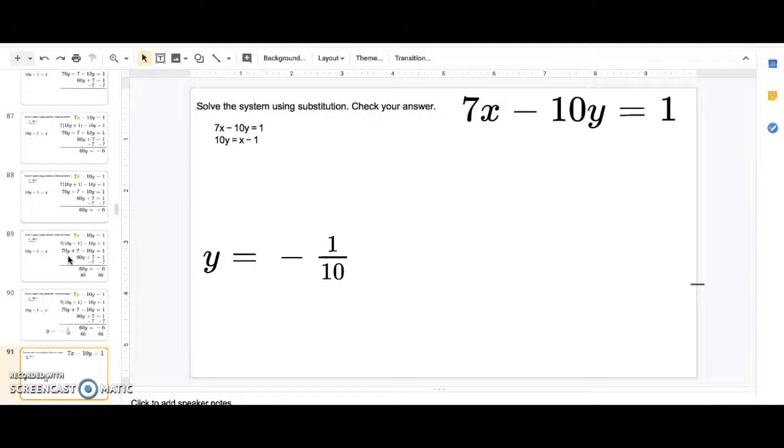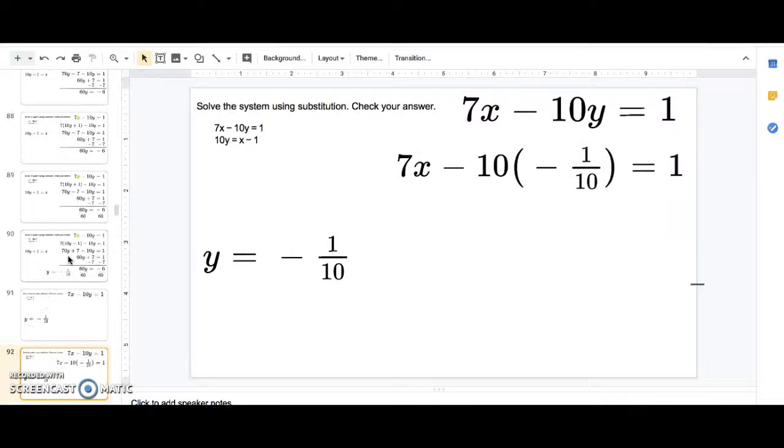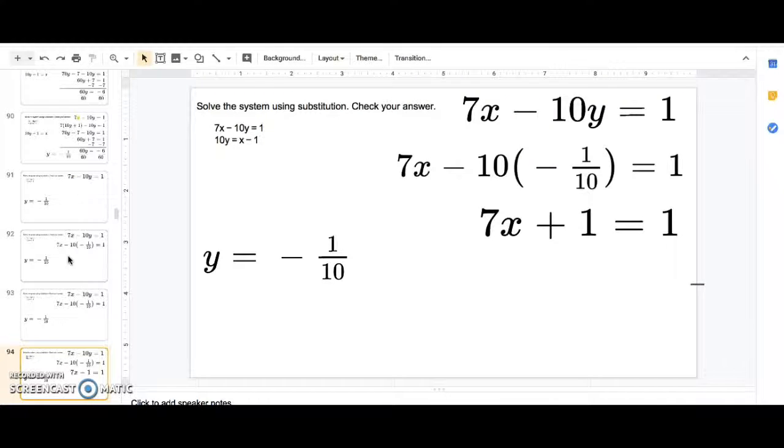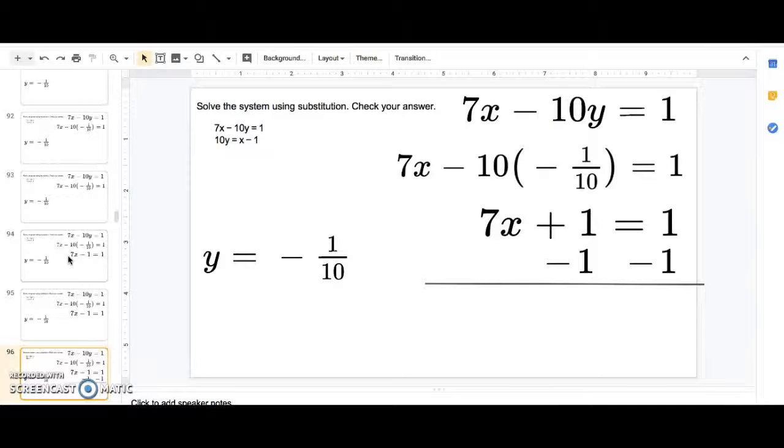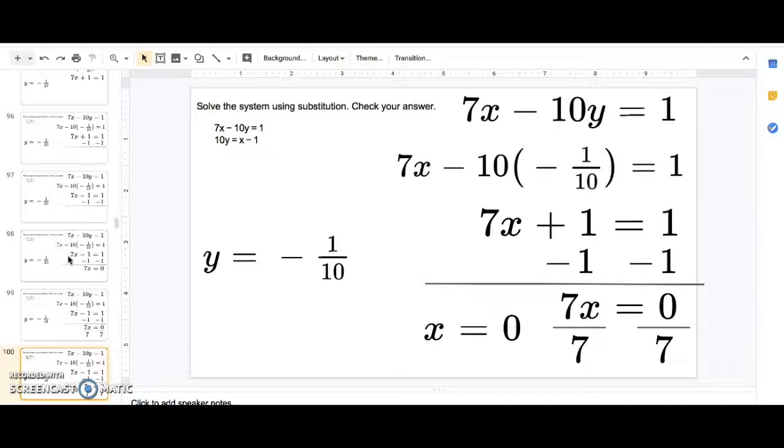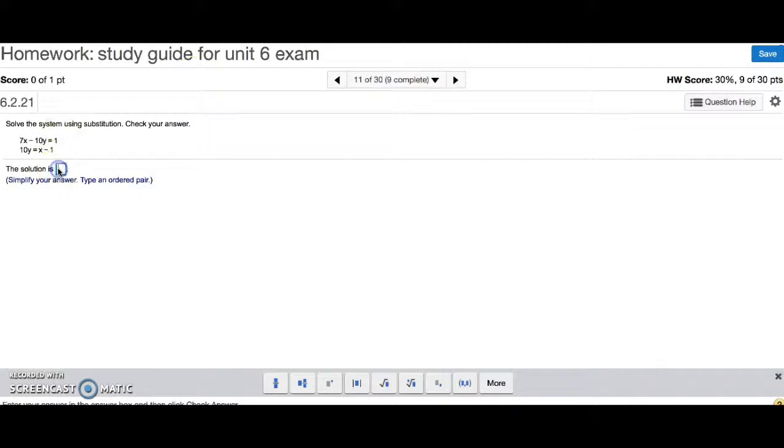Okay, now I'm going to take that negative 1 over 10 and substitute it in for y in the first equation. So we have y going away, and we'll have negative 10 times negative 1 over 10, which just becomes 1. So I have 7x plus 1 equals 1. Subtract 1 on both sides, we'll get 7x equals 0. Divide both sides by 7, and x equals 0. So my solution will be 0, negative 1 over 10.